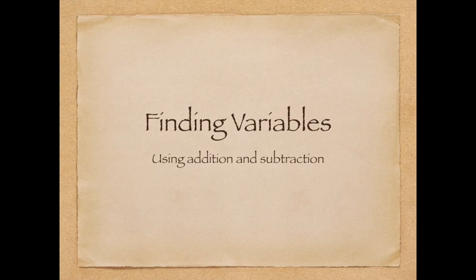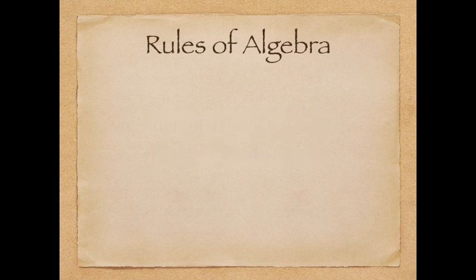Now, this might seem very easy to you at the beginning, but it's going to get more complicated, so pay close attention. All right, finding variables actually uses what we call algebra. You've probably heard that word before, but we're going to practice the very basic rules of algebra, and there's going to be two for our purposes that we're going to start with. There are two rules or steps that we're going to practice.